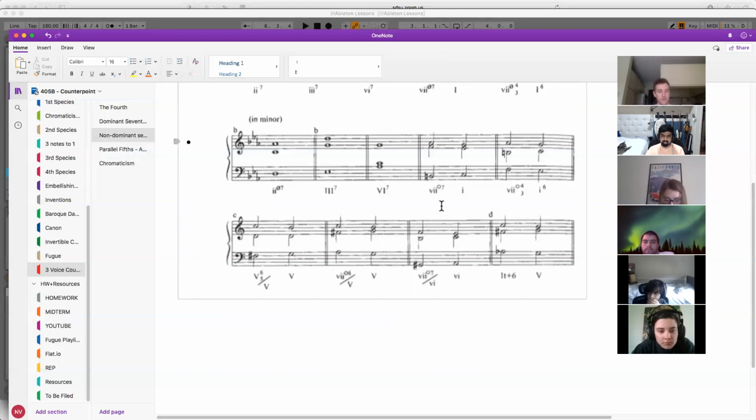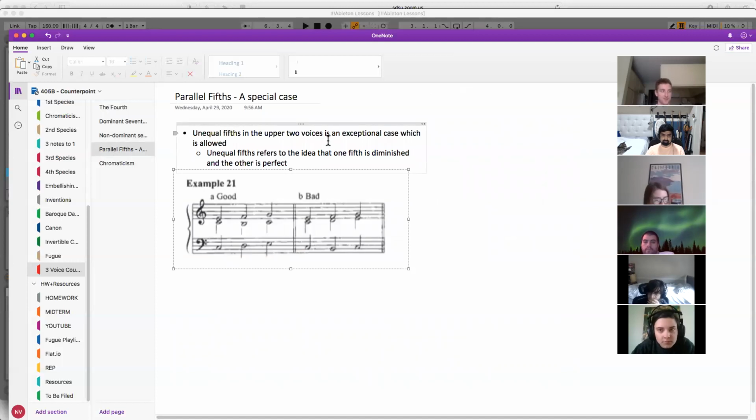We looked at it. Very good. Parallel fifths, a special case. So again, you don't want parallel fifths in the outer voices, but in the inner voices, there's an exceptional case where it works. This isn't technically parallel fifths. These are actually unequal fifths in the sense that one fifth is diminished and the other fifth is perfect.